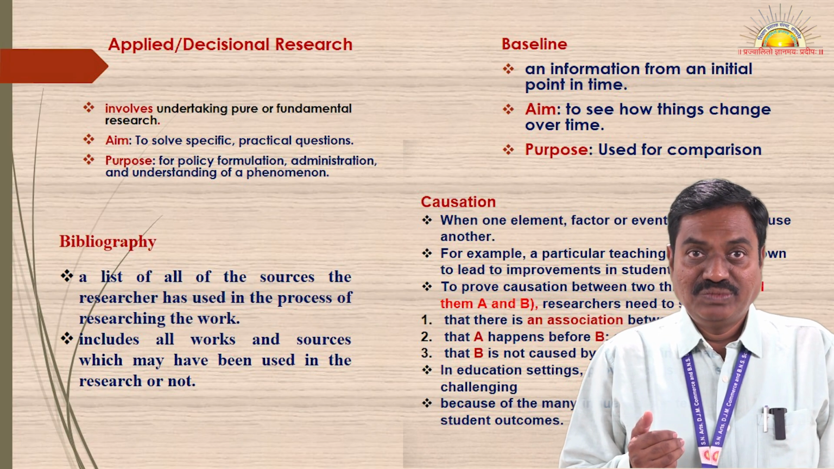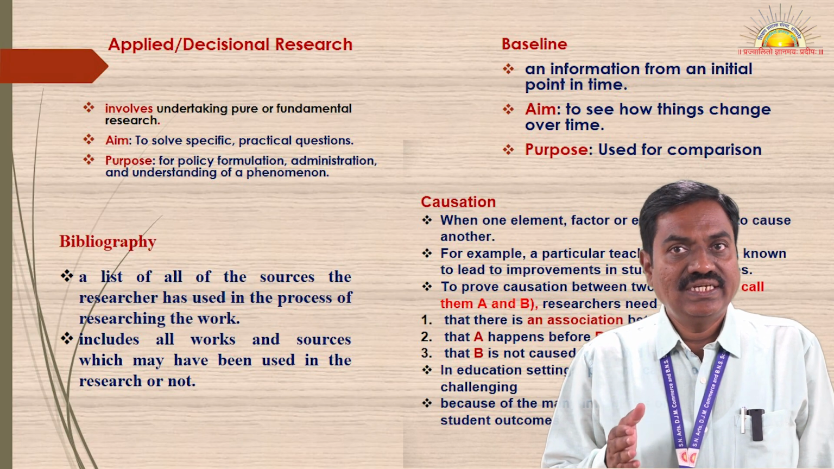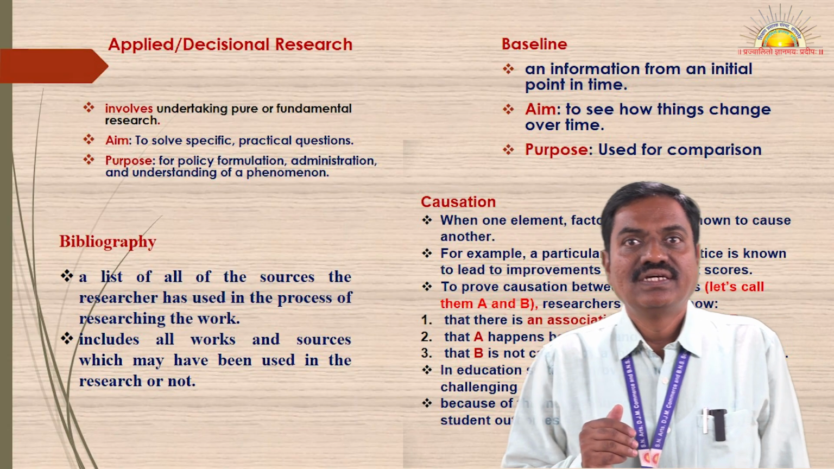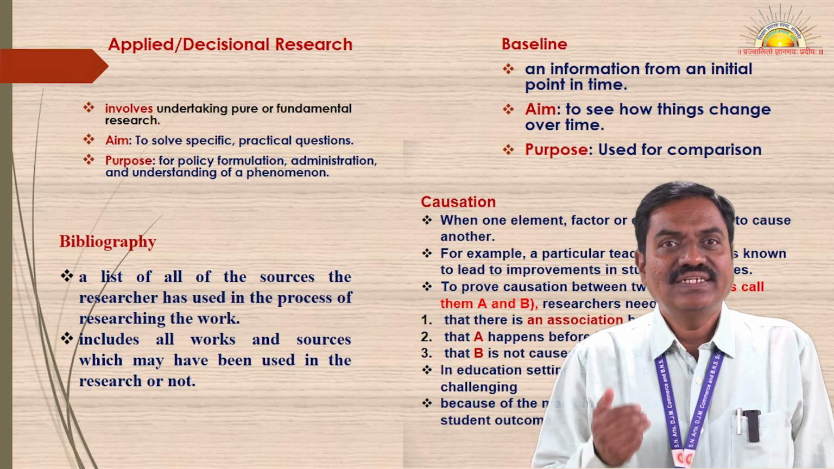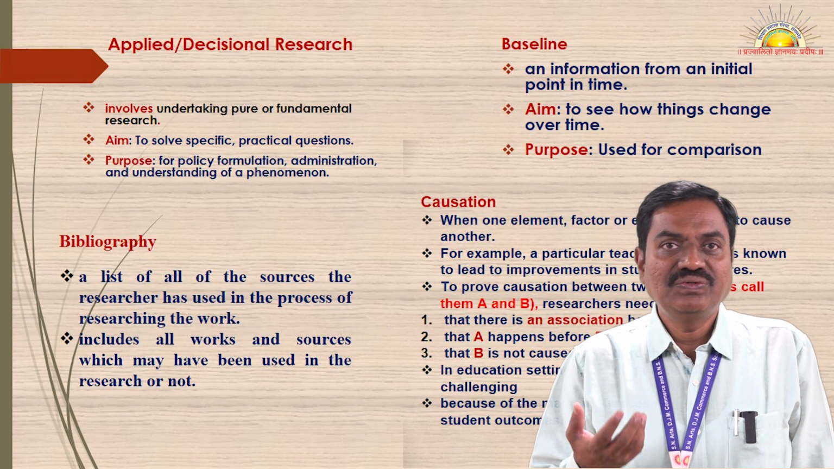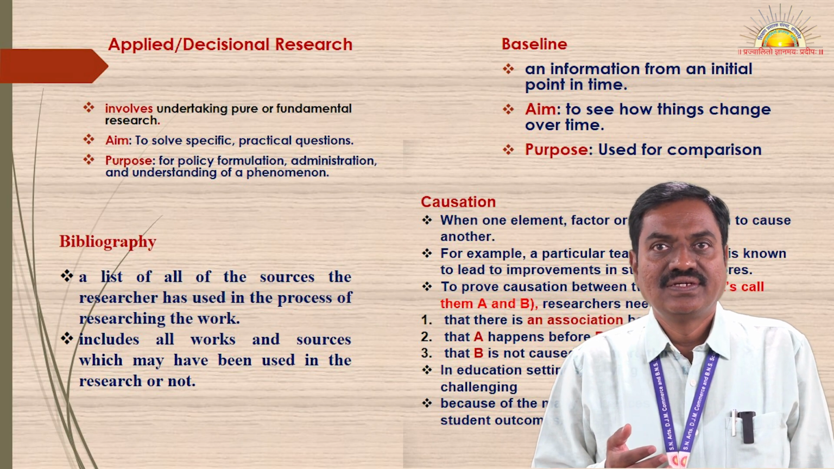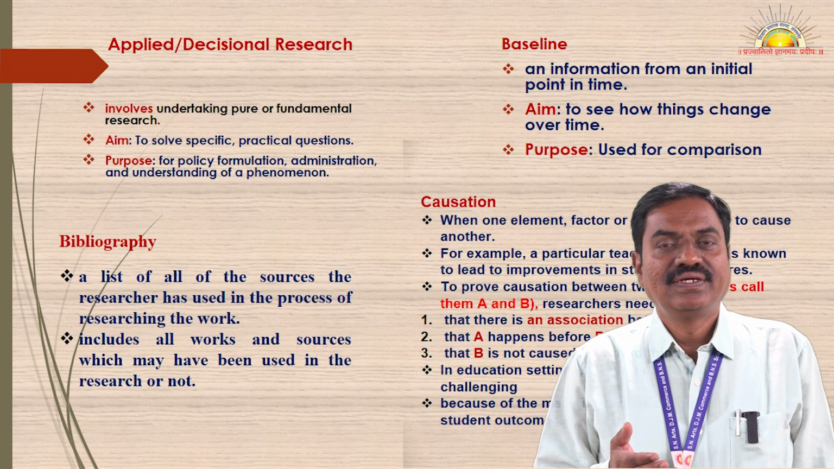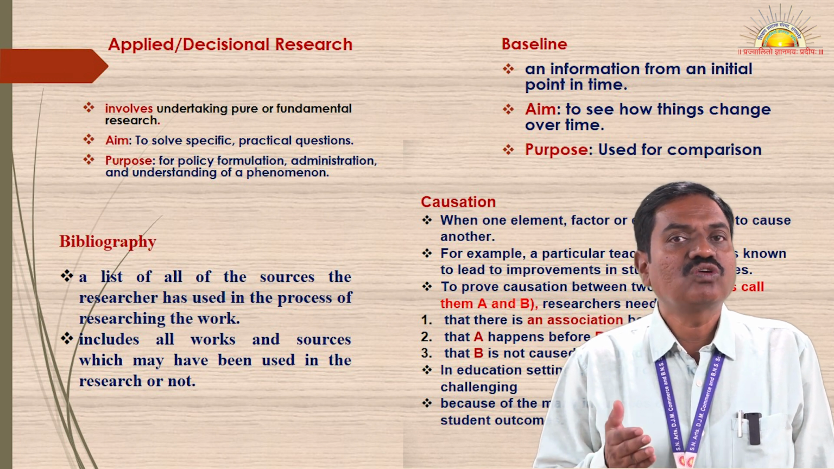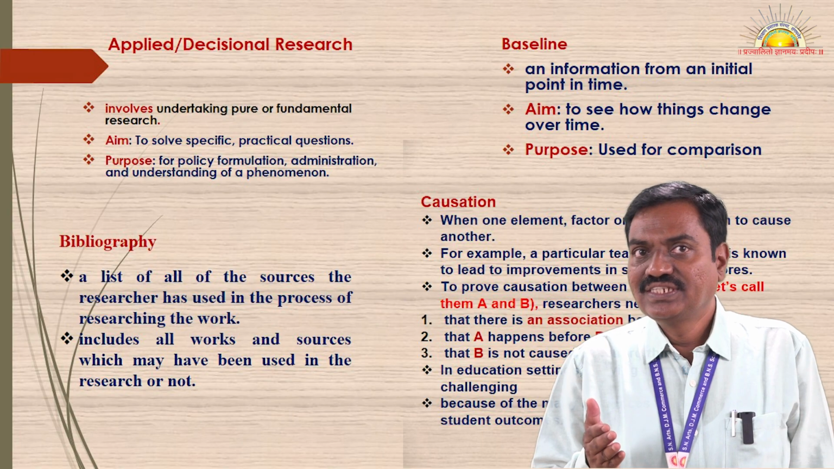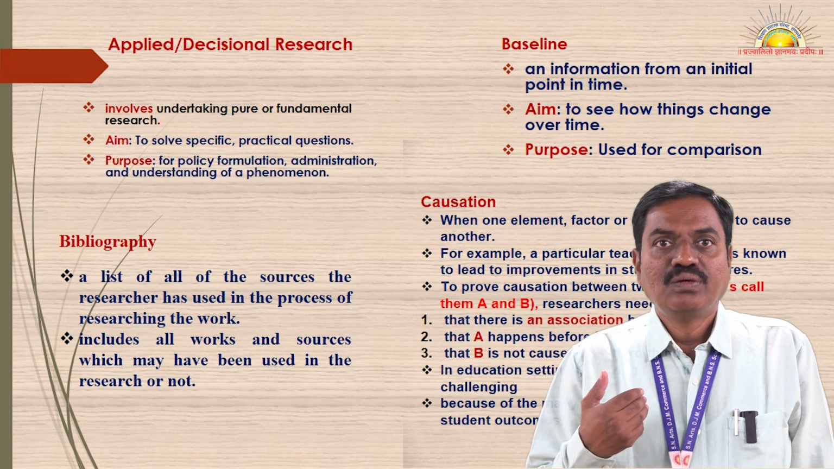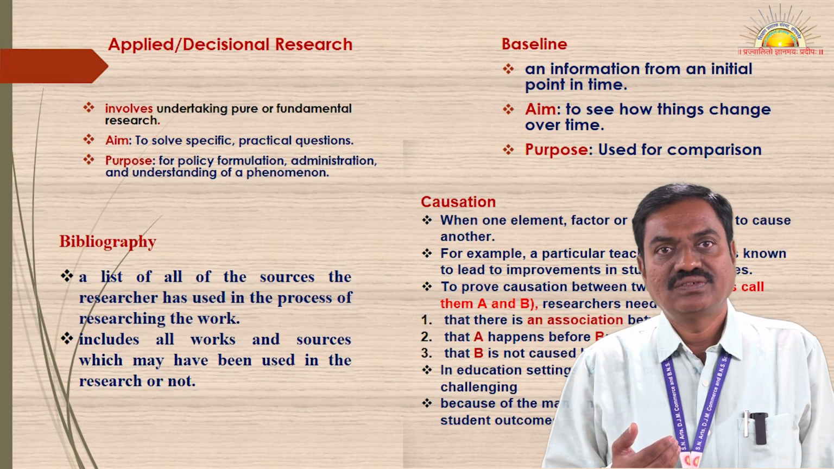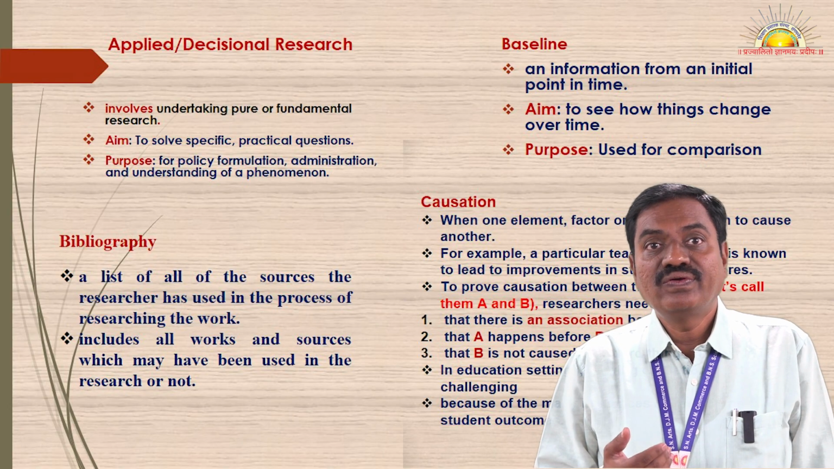To prove causation between two things, let's say between A and B, researchers need to show first what association is there between A and B. Secondly, that A happens before B. Thirdly, that B is not caused by a third thing, that is C or D. In educational settings, proving causation is often challenging because of the many influences on teacher and student outcomes.